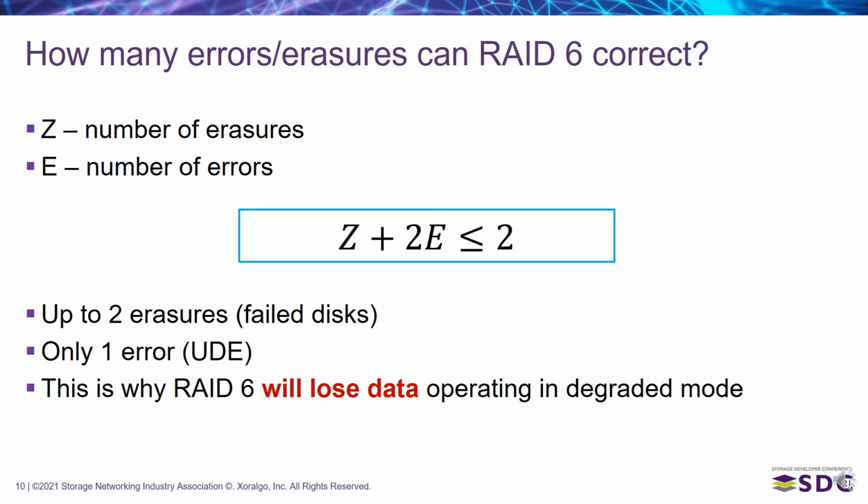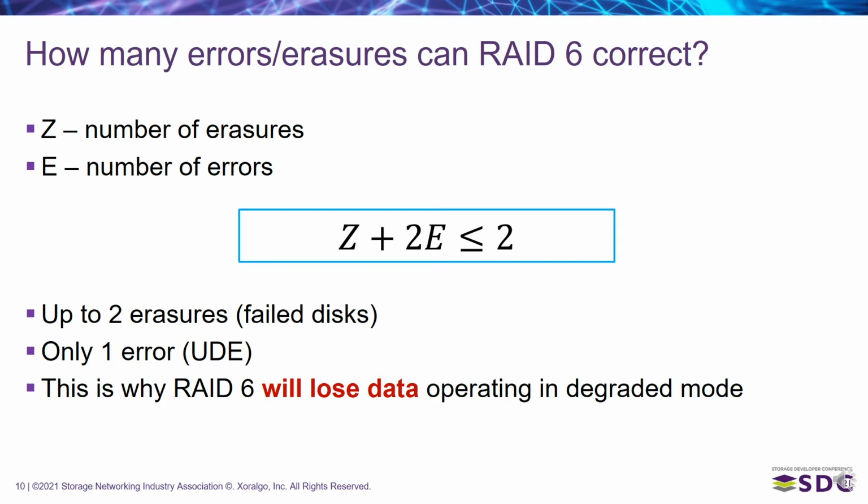How many errors or erasures can RAID 6 correct in comparison? It turns out that there is a similar law which says that the number of erasures plus twice the number of errors cannot exceed 2. This means that up to 2 erasures or failed disks can be corrected and only 1 error or UDE.